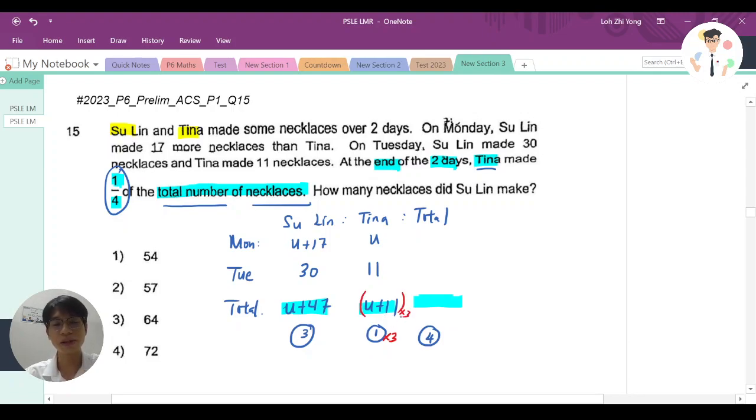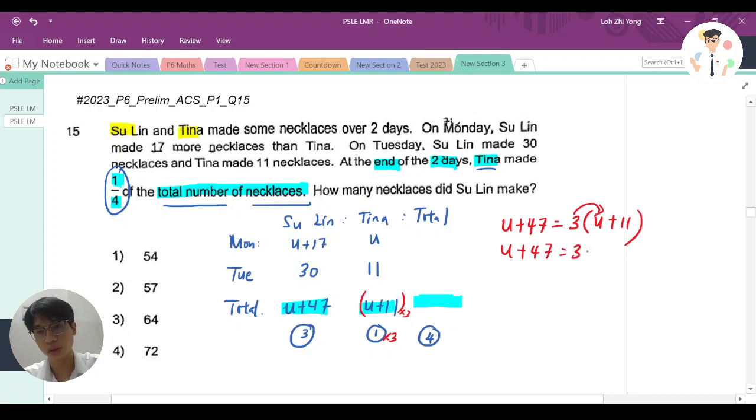I'm multiplying by 3 because I want to make it the same so I can compare the values. So U plus 47 is equal to 3 times U plus 11. That is U plus 47 equal to 3U plus 33. Now I can move the units: 3U is here, U is here, so I move the U over. 33 is here, 47 is here, so I move the 33 over.